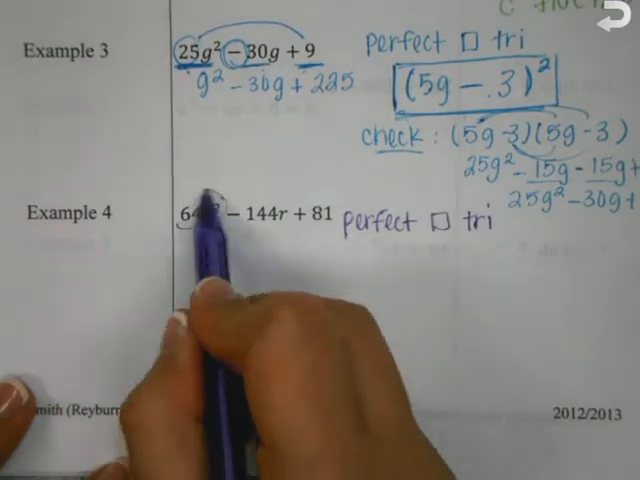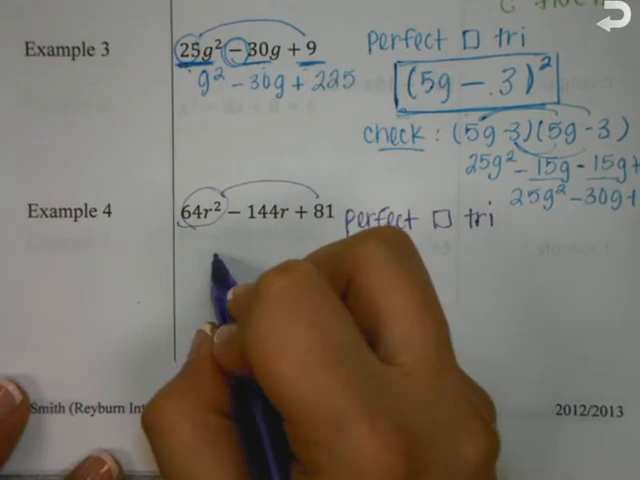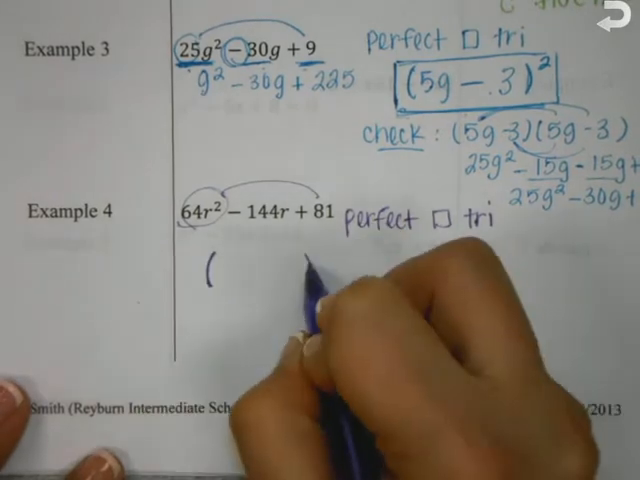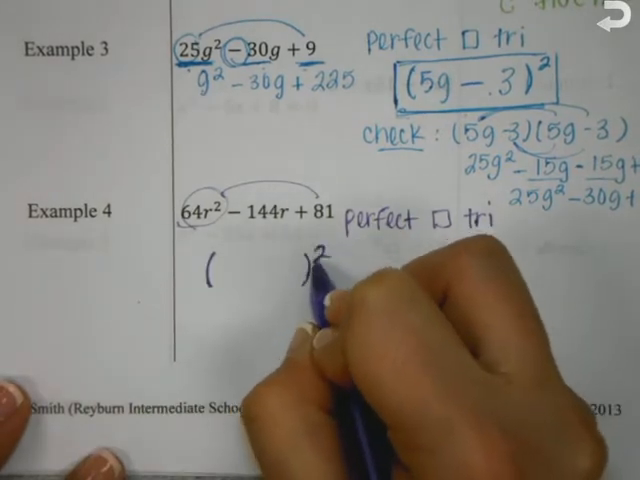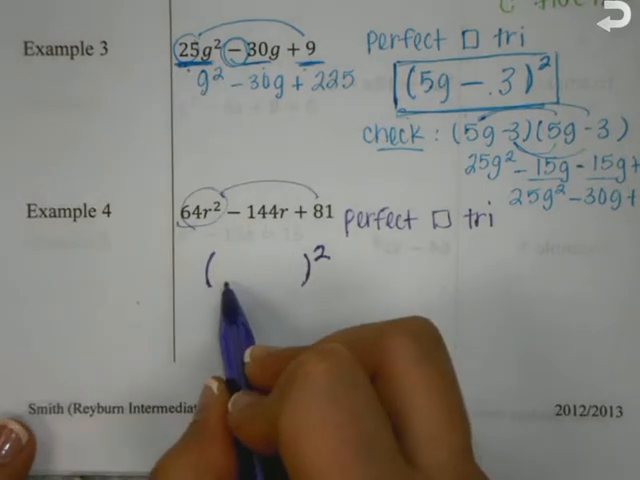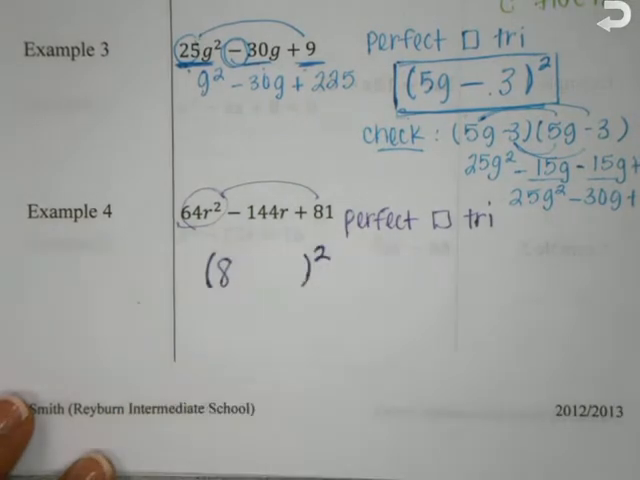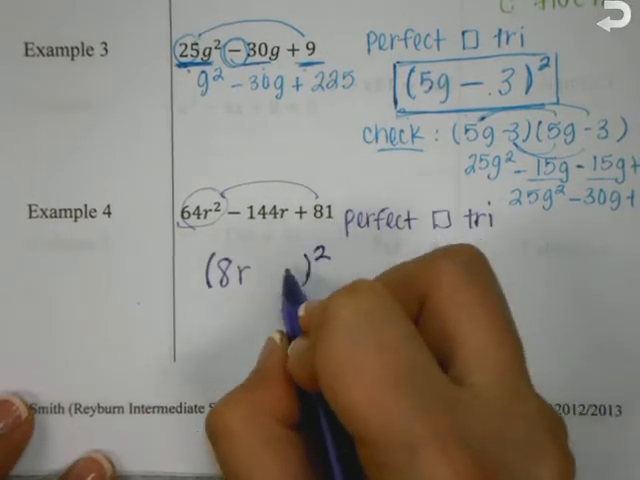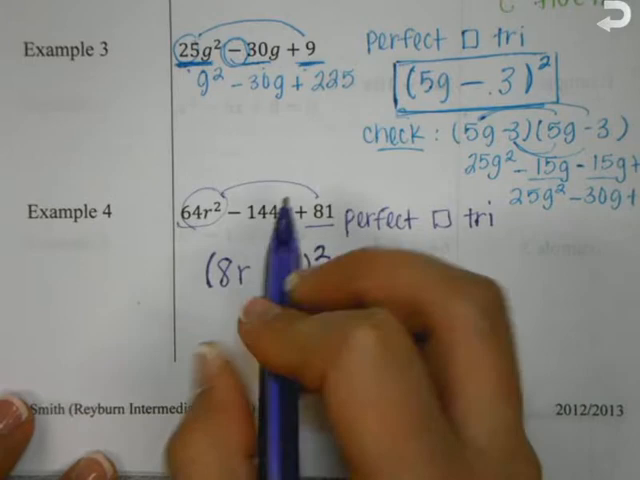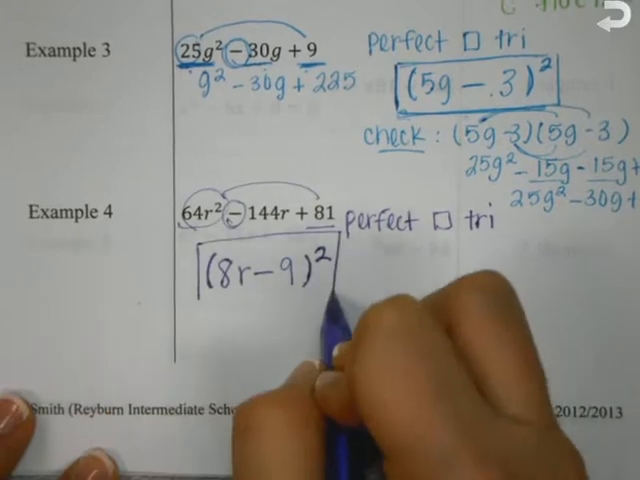Set up your parentheses, squared. What goes in the first blank? 8 what? 8r. What goes in the second blank? 9. And what's the sign? Minus. Why is it minus? Because this one's minus. Okay, so then how would I check it, guys? We always have to do a check.